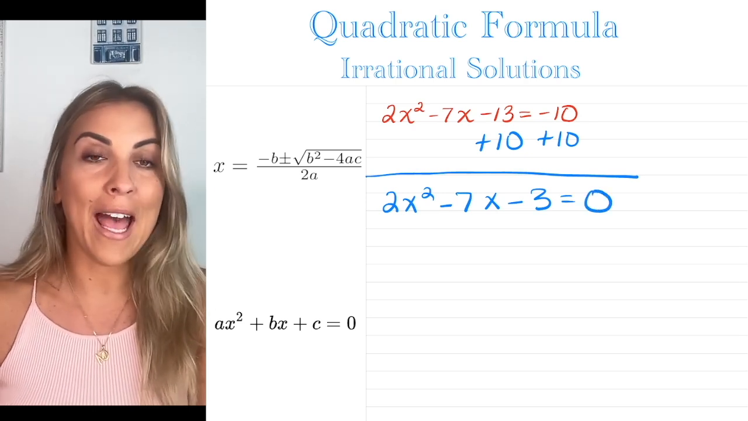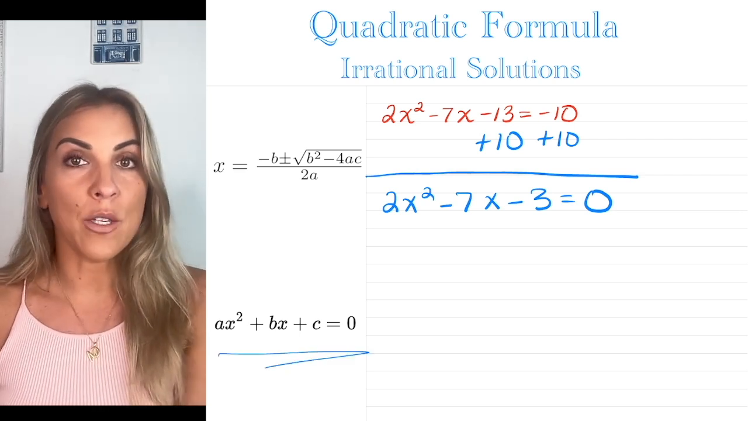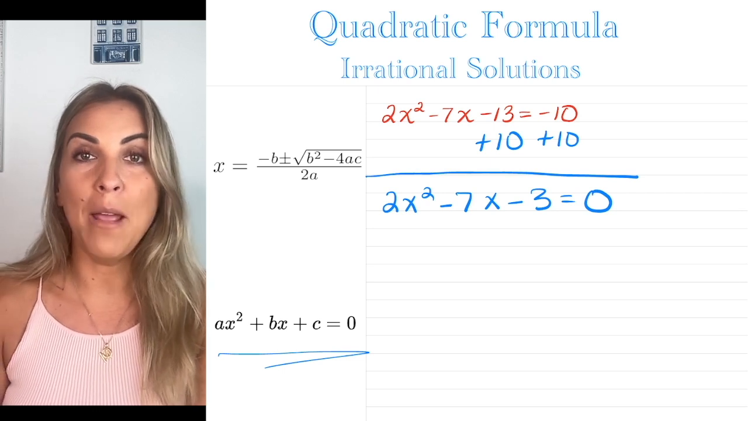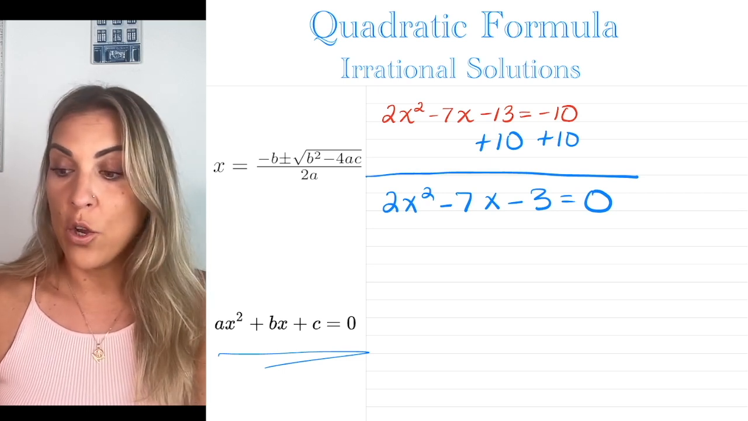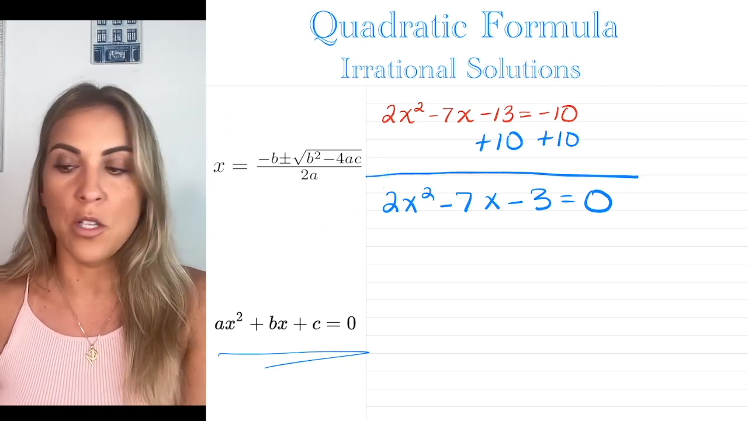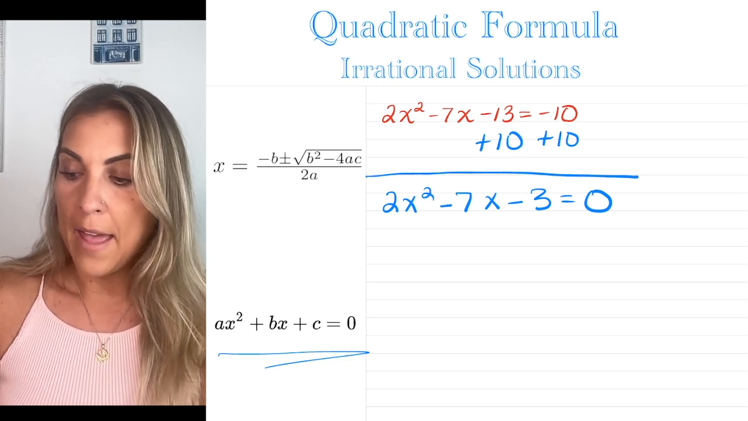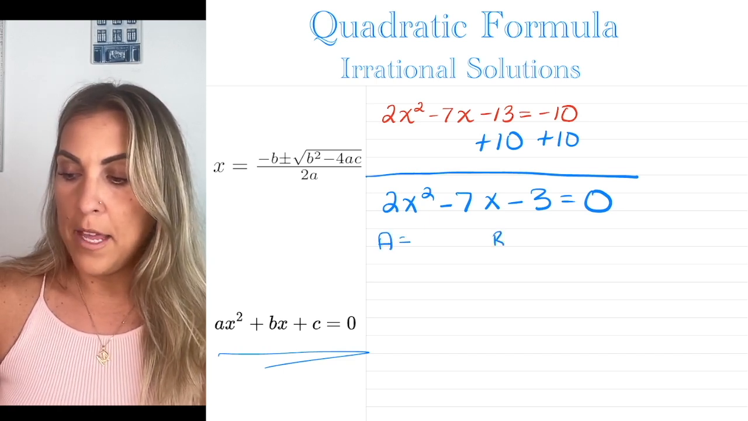All right, now that I have it looking like the one down here that's in standard form, what that allows me to do is identify what A, B, and C are so that when I go to substitute them into this quadratic equation up here, I know which values to substitute. So let's look at our quadratic equation in blue and let's identify what A, B, and C are.